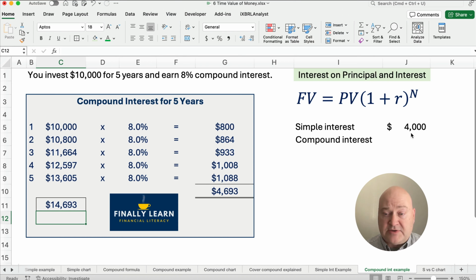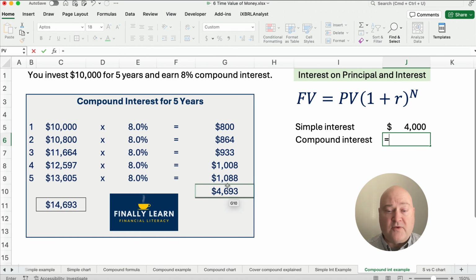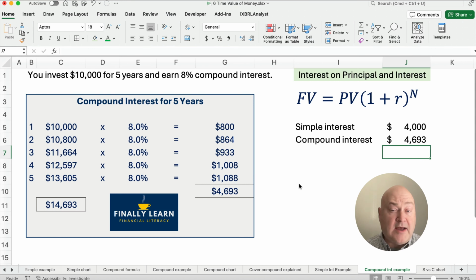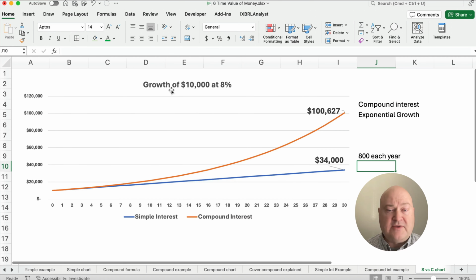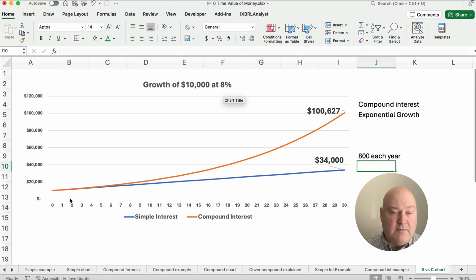Under simple interest, we earn $4,000. Under compound interest, we earn 4,693. So compound interest pays more when you have the same interest rate versus simple interest. So let's look at a chart. What if we took this same $10,000 and it grew at 8% for many, many years? What if it grew for 30 years?